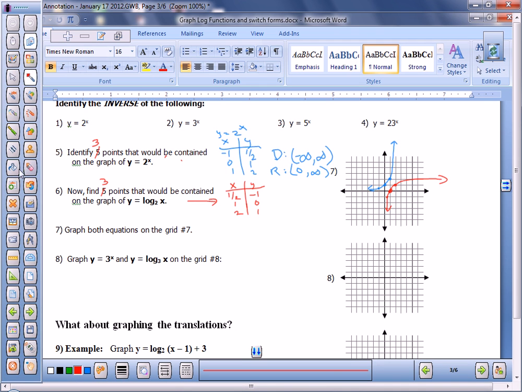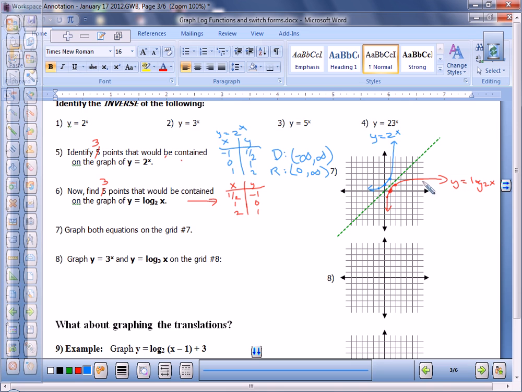Now, does it look like it's a reflection over that y equals x? Pretty good. Pretty close. Okay, now let's look at this: y equals log base 2 of x, and this one was y equals 2 to the x. So this was our exponential that we've been studying. This is our new log.